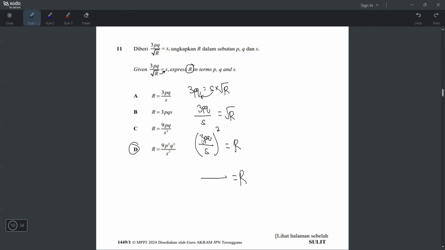But I already tell you, everything inside the bracket have to square. Everything. Okay, so 3 have to square, so 3 square becomes 9. Q also have to square. S also have to square. That is why the answer is D. Okay, that's all.